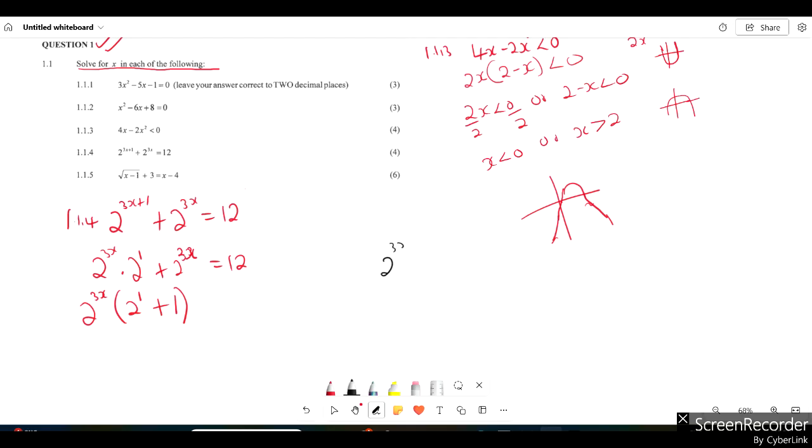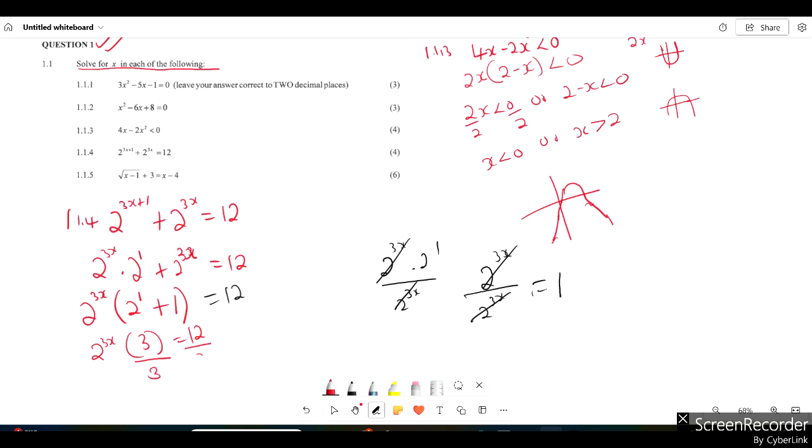It's like we're going to divide this by this. So 2 to the 3x times 2 to the 1, divided by 2 to the 3x, this and this will cancel. We'll be left with 2 to the exponent of 1. Let's come to the other term. It's 2 to the exponent of 3x divided by 2 to the exponent of 3x. This and this will cancel, and it's going to be 1. That's the reason why I wrote 1 here. Equals 12. So it's going to be 2 to the exponent of 3x times 3 equals 12. Guys, I will divide by 3 both sides. And then 2 to the exponent of 3x is going to be 4.